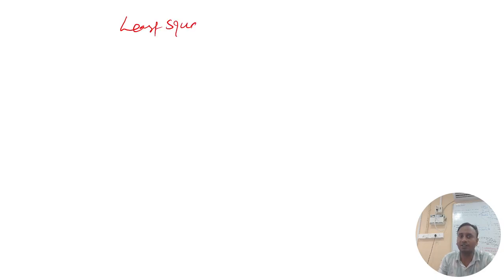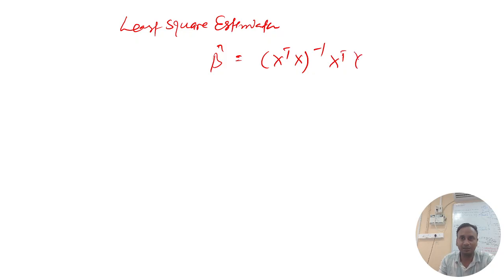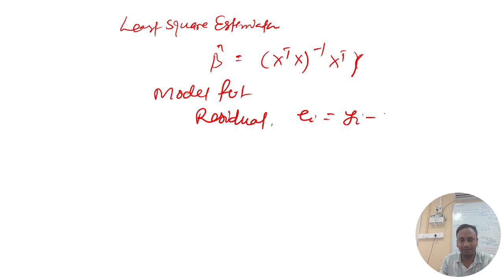I'll not go into the derivations, it's a very lengthy derivation. Just go through the formula. Beta will be (xt into x) inverse xt into y. For model fit and diagnosis, we have to calculate the residuals: ei becomes yi minus the predicted one. Then RSS will become the summation of ei square.